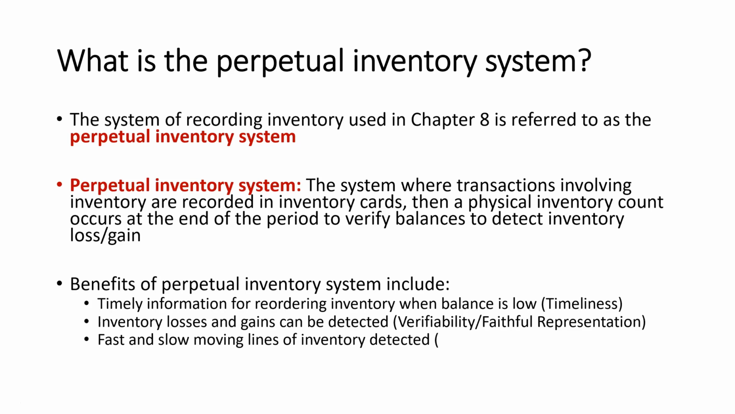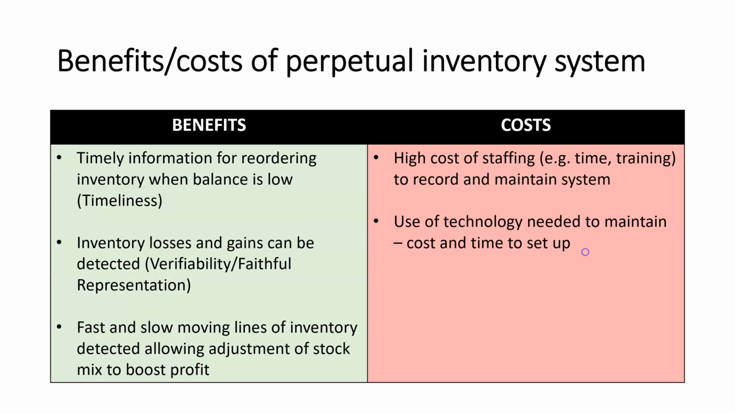Part of this system is also that there's a physical inventory count at the end of the period, and we use the physical inventory count to check the balances in our inventory cards, and we make adjustments if any loss or gain is detected. So what's important here is to know what the benefits and costs of this perpetual inventory system are.